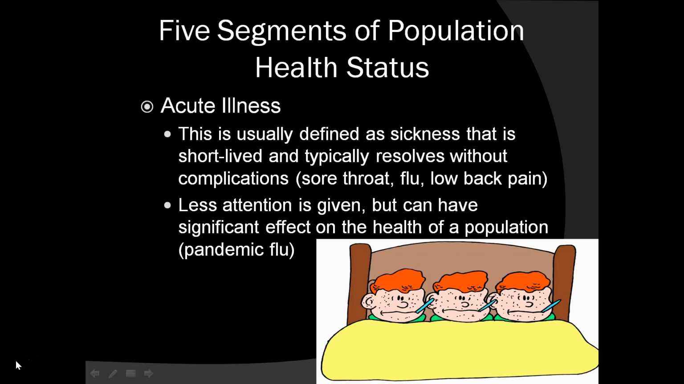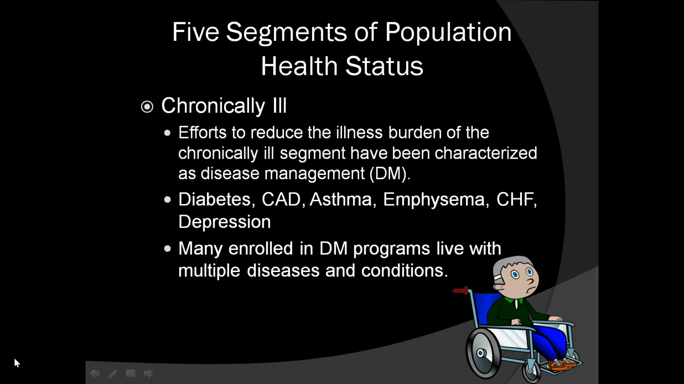Acute illness is usually defined as sickness that is short-lived and typically resolves without complications, such as sore throat, flu, low back pain. Less attention is given to this population, but it can have a significant effect on the health of a population, such as the pandemic flu. So for the chronically ill, efforts to reduce the illness burden of the chronically ill segment have been characterized as disease management. Diabetes, coronary artery disease, asthma, emphysema, congestive heart failure, depression. These are typical diagnoses for the chronically ill.